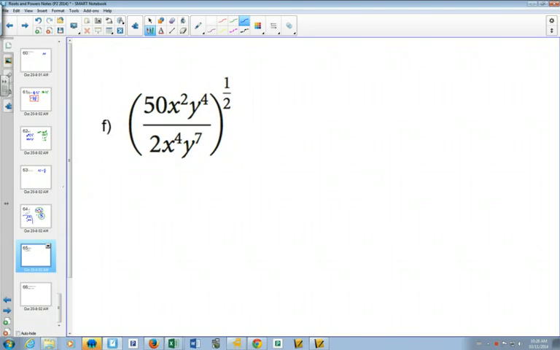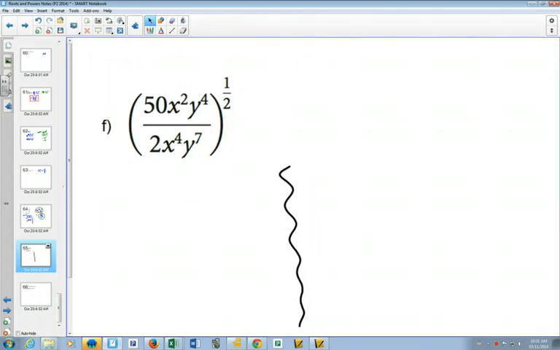Last one. There are 2 different ways of approaching this, and both of them are right. One, however, will work out to give you simpler numbers, and the other one will work out to give you numbers that are a little bit more difficult. Okay?